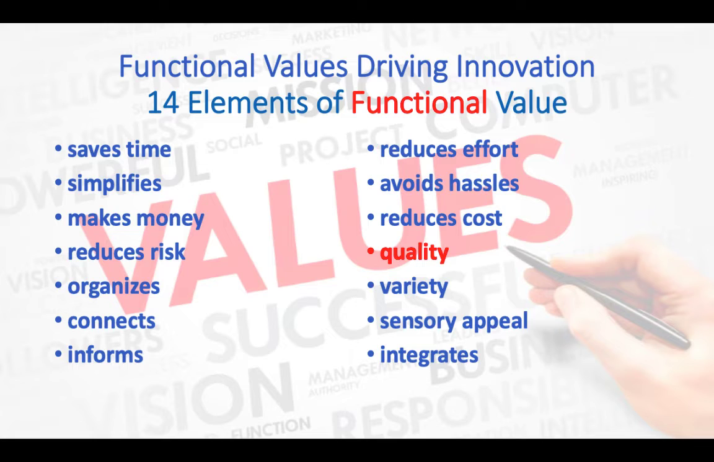Of the 30 dimensions of value, 14 are elements of functional value. You see them in front of you right now. Saves time, simplifies. I put quality in red because in just about every type of product and every type of situation, people will tell you that quality is a very important value for them. So when you see a profile for particular products and industries, quality is always one of the most important. So these are functional values, okay? Connects, informs, reduces cost, that sort of thing.